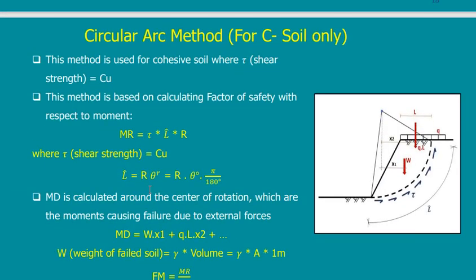The first one is the circular arc method. Circular arc method means that I'm assuming that my failure surface will be a circle, a part of a circle. It is not an ellipse, it is not any curved shape, it is a circle. So if I have a circle, it means I can have a center for this circle. So imagine you have this line, that is the slip surface, the surface where this failure will happen.